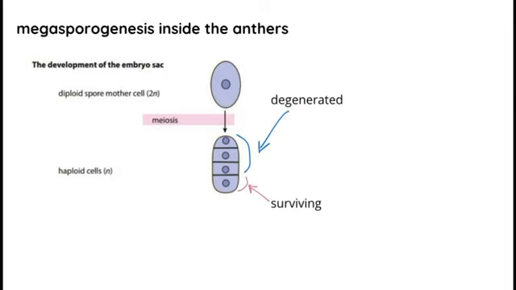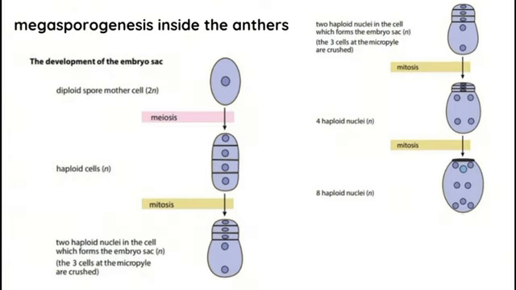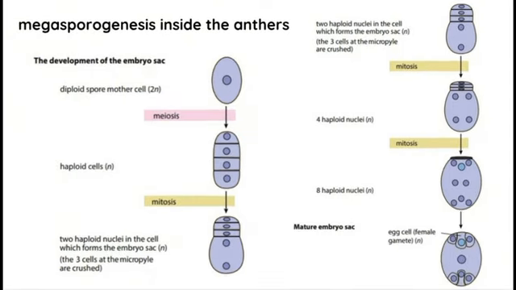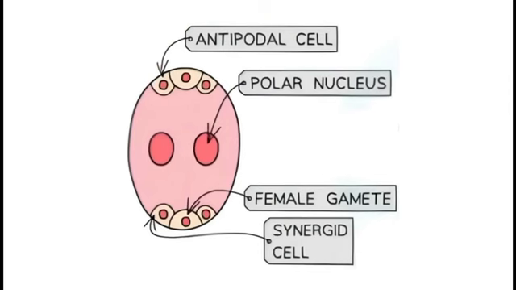The embryo sac grows larger and its haploid nucleus divides by mitosis 3 times, 1, 2, and 3, forming 8 haploid nuclei. As a result, we have a mature embryo sac. One of these becomes the female gamete, 2 are polar nuclei, 2 are synergids, and 2 are antipodal cells.